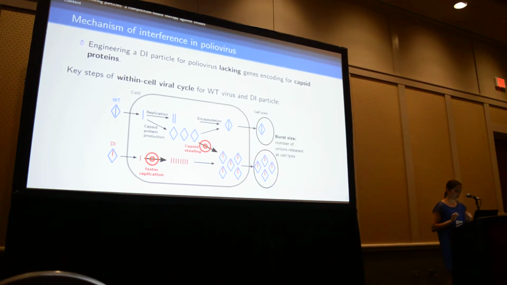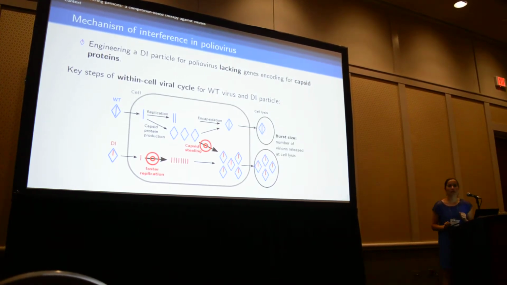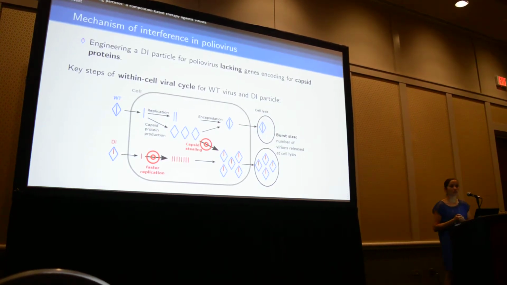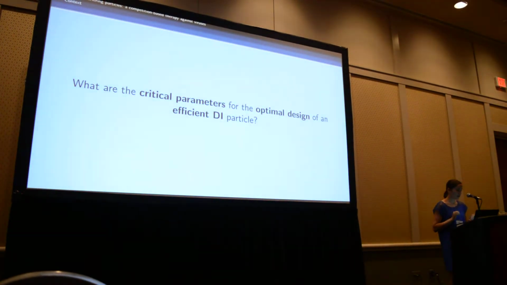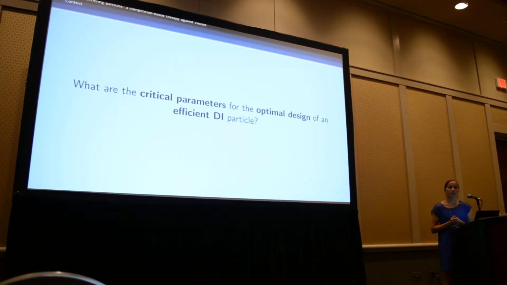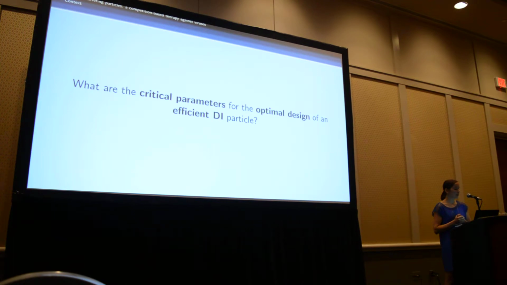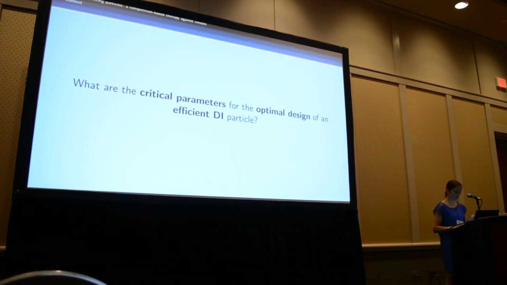Now, before moving on, an important parameter is the burst size that we are going to see throughout this talk. The burst size is the number of virions that are released at cell lysis. So all of this context brings us to my research question, which is to identify the critical parameters for the optimal design of an efficient DI particle.